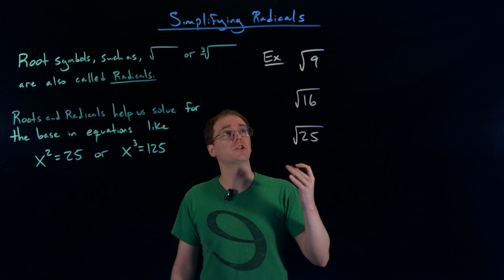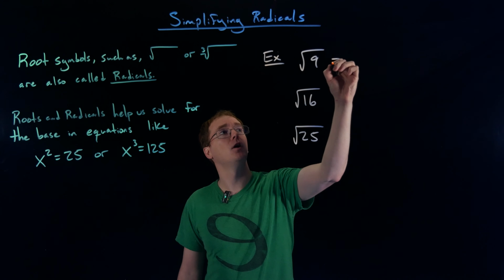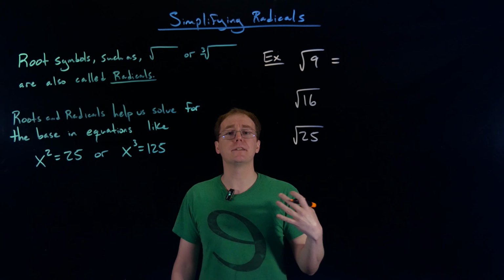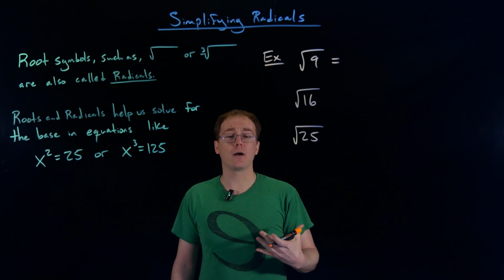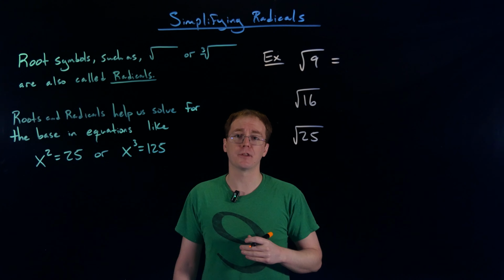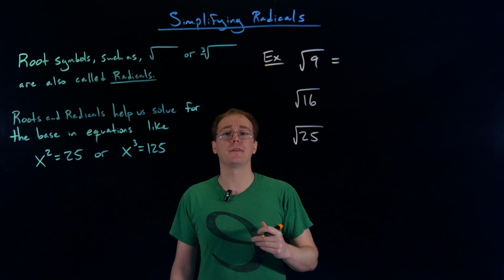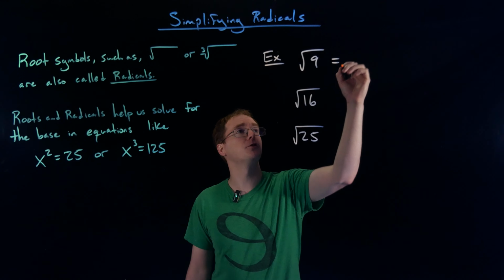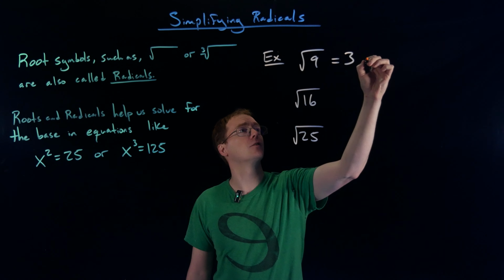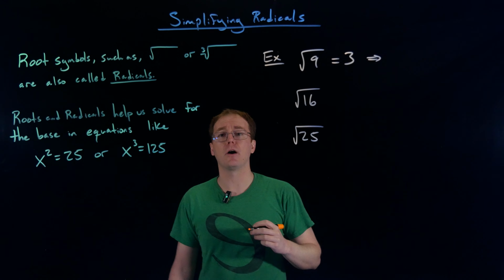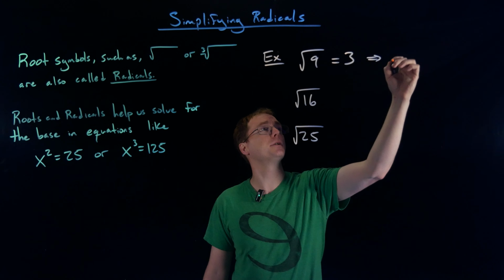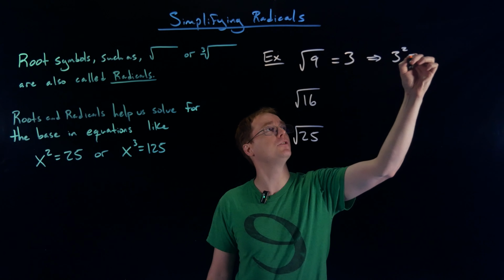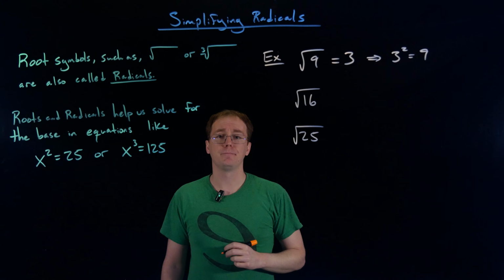Well, when we see an expression like the square root of 9, it is asking us what number we have to square, or raise to the power of 2, such that when we do, we end up with 9. And that number is going to be positive 3. And so the square root of 9 is equal to positive 3, because when we take 3 and raise it to the power of 2, we get 9.